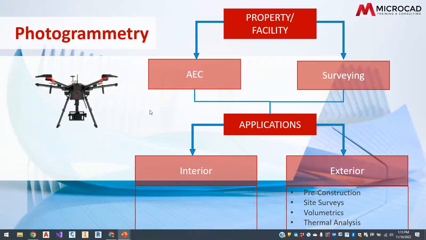Another thing that's been improving on the payloads is the cameras. The megapixel resolution and the sensor sizes are going up while the prices are coming down. So it's almost hard to upgrade now.